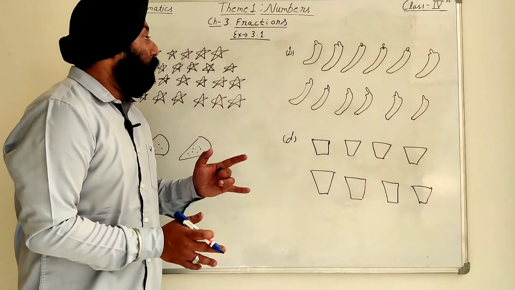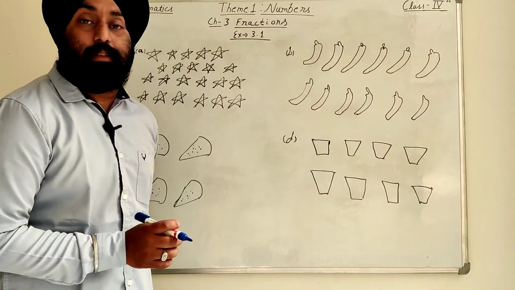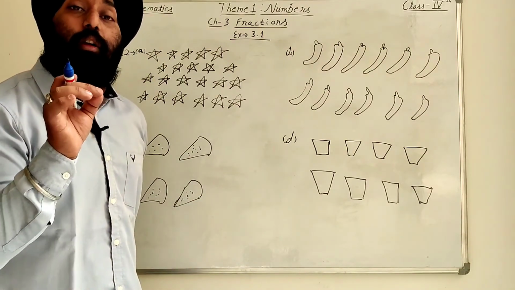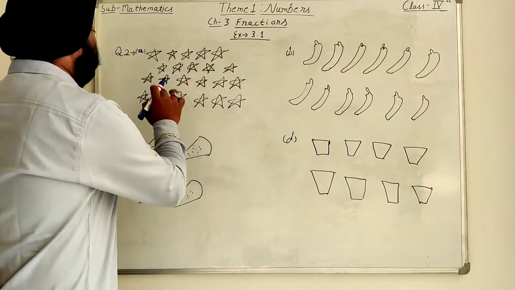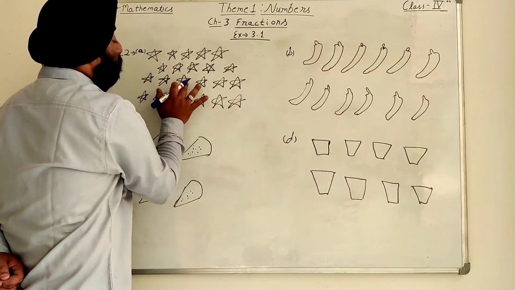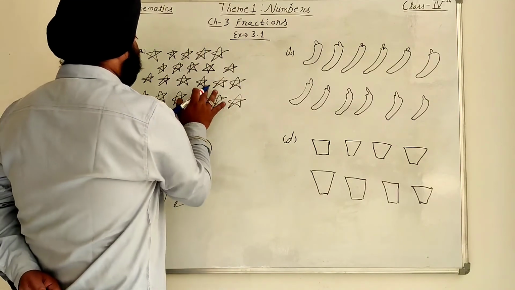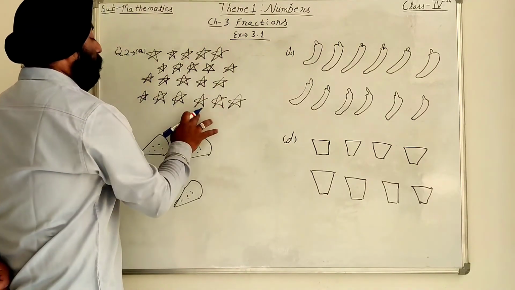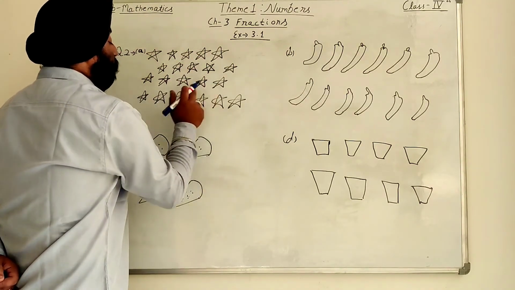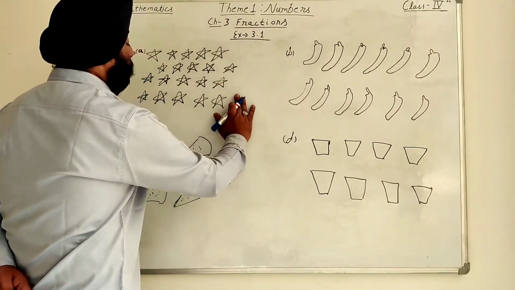All clear? Now our second question is, we have to divide the following figures into 1/2, into two equal parts. So there is 1, 2, 3, 4, 5, 6, 7, 8, 9, 10, 11, 12, 13, 14, 15, 16, 17, 18, 19, 20. So there are 20 stars.